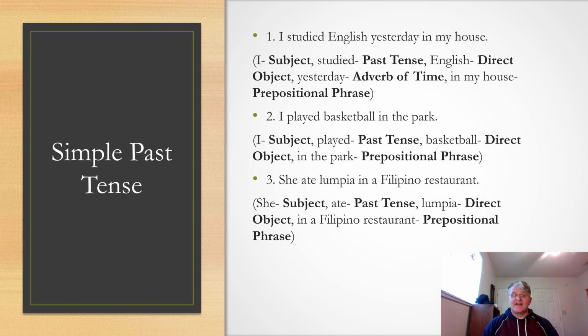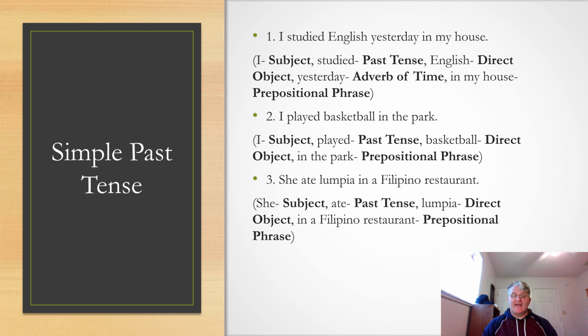Let's look at the breakdown for the simple past tense. So this is a sentence construction using the simple past tense. So our first example, I studied English yesterday in my house. So I is our subject, studied is our past tense, English is our direct object. So again, this is a sentence where we take a direct object where you do something. So you have to study English. So I studied English. Yesterday is an adverb of time. And then in my house is our prepositional phrase.